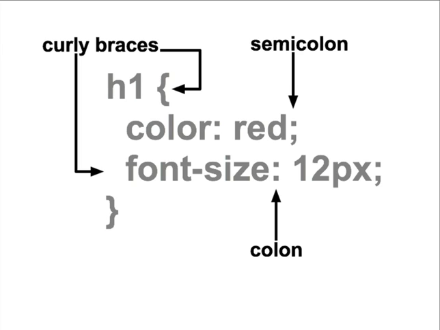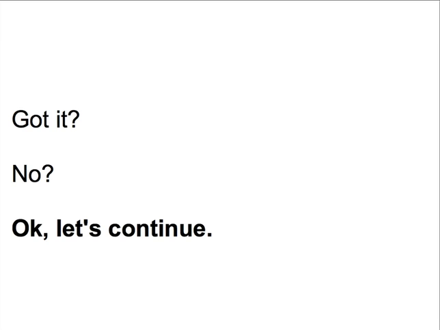This is the anatomy of a CSS object. You have a selector on the top followed by curly braces. Then you have the declarations, property value pairs, property colon followed by the value and the semicolon. Okay, done? Not exactly. Let's move on.